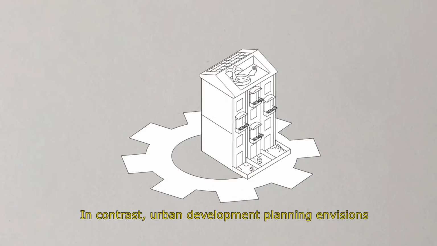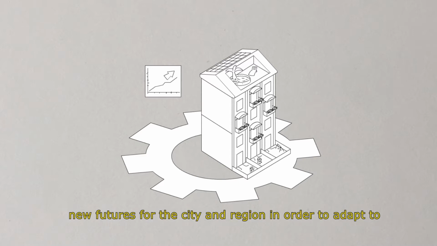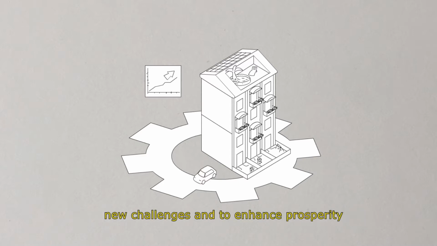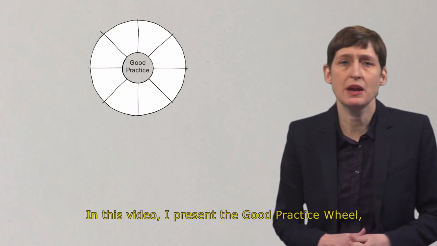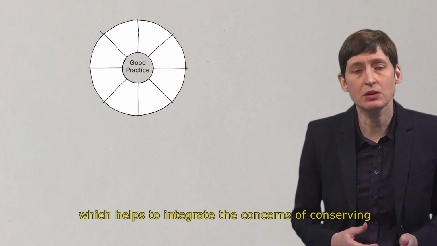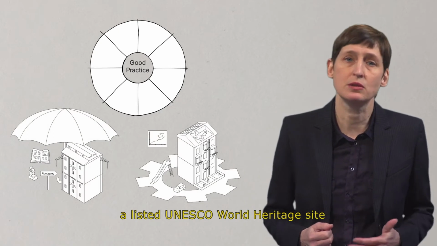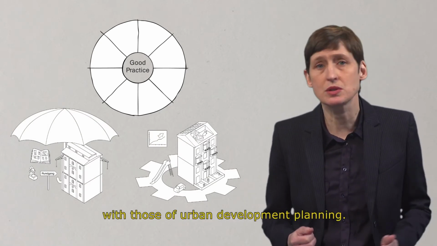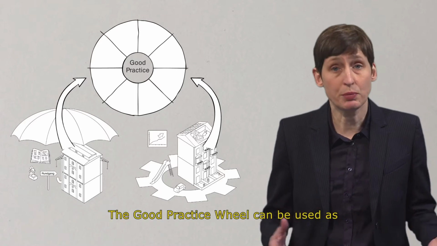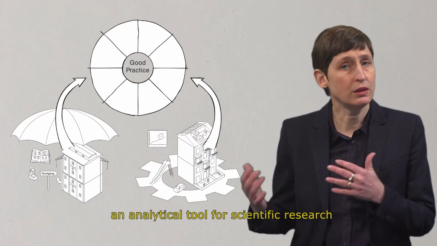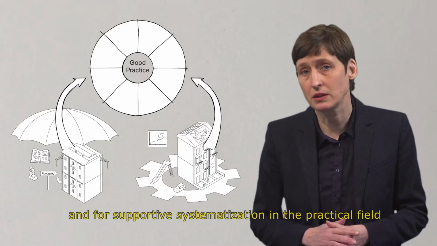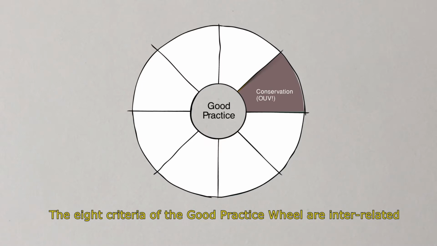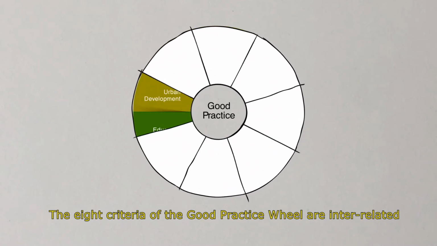In contrast, development planning envisions new futures for the city and region in order to adapt to new challenges and to enhance prosperity and urban environmental quality for all. In this video, I present the Good Practice Wheel, which helps to integrate the concerns of conserving a listed UNESCO World Heritage Site with those of urban development planning. The Good Practice Wheel can be used as an analytical tool for scientific research and for supportive systematization in the practical field. The 8 criteria of the Good Practice Wheel are interrelated.